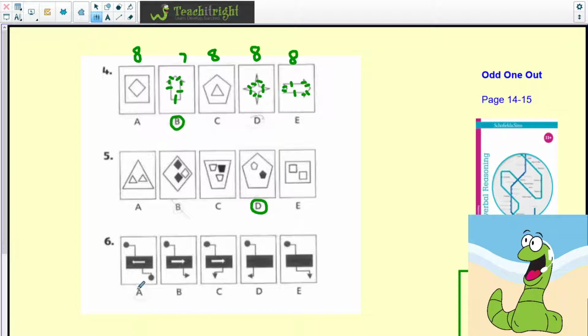Question 6, the answer is A. And the reason it's A is the other 4 have a circle and an arrowhead at either end of the line. So sometimes looking at the end of the lines, you'll see the arrowhead and the circle appearing. But on A, we've actually got 2 circles at the end of that jointed line. So, well done if you managed to get 6 out of 6 again on that one.